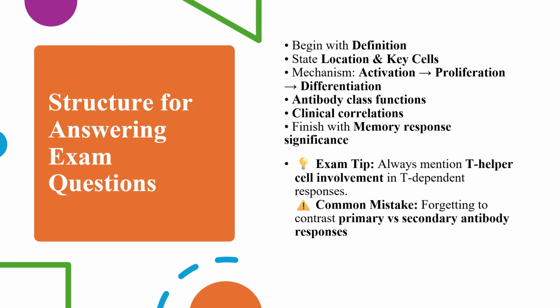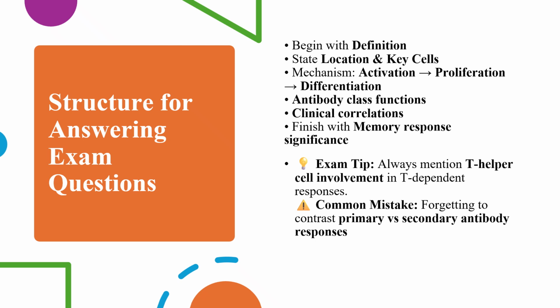Afterwards, add clinical correlations. The vaccine boosters and immunoglobulin G, immunoglobulin A deficiency, and recurrent mucosal infections, or the immunoglobulin E driven allergic responses. These elements show that you understand not only the mechanisms but also their real world significance. You can also finish with the significance of the memory response. It is faster, more robust, and has higher affinity antibody production upon re-exposure.